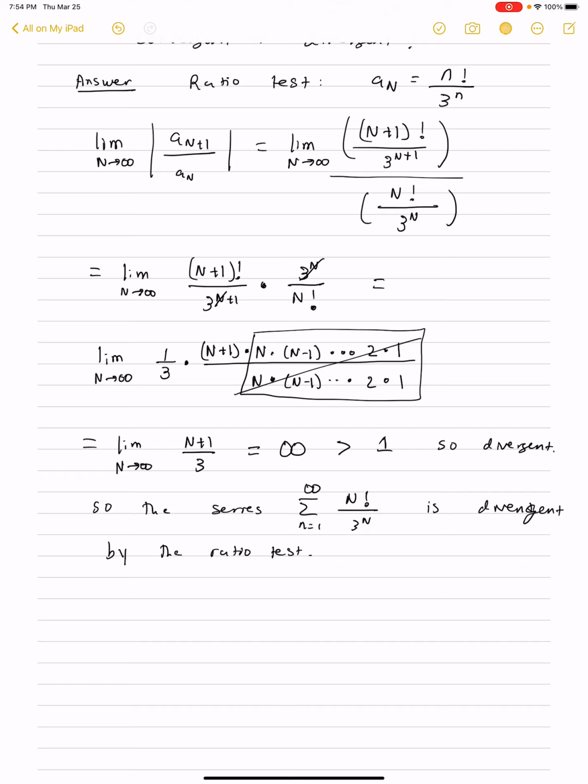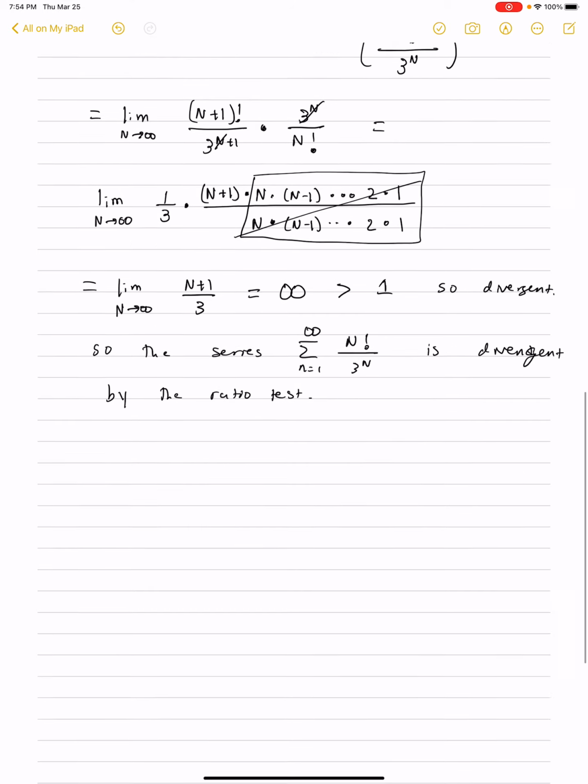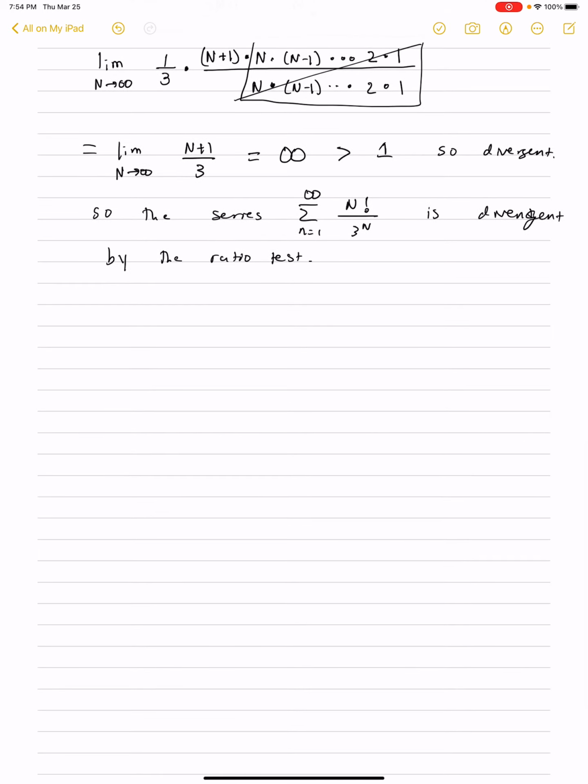Okay, so now that we've done the ratio test, you might be curious, like, how does it work? And so I'm going to outline a proof of part 1. Okay.